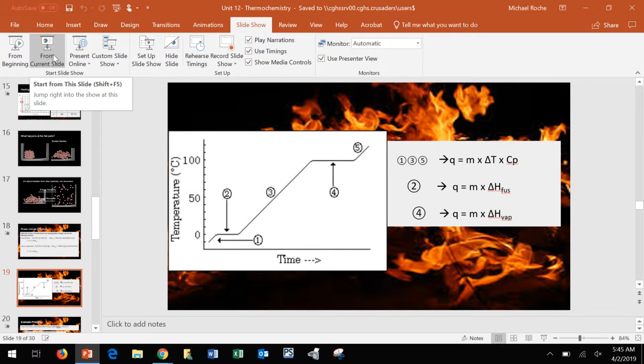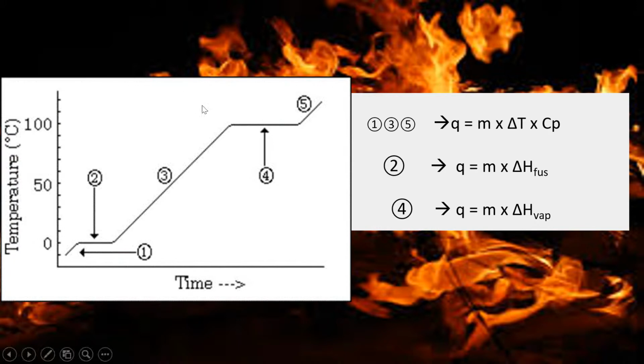So moving on. In the parts of the heating curve, 1, 3, and 5, where there's heating up a solid, heating up a liquid, or heating up a gas, you can use the equation that we've been using with specific heat, because the temperature is changing. Temperature's changing here, here, and here. It's not changing in part 2 and part 4. Part 2 is the fusion, that's solid to liquid or liquid to solid.